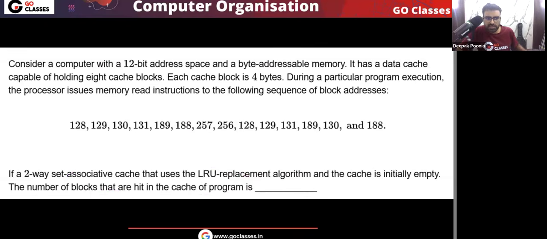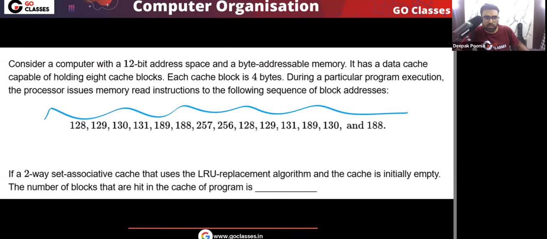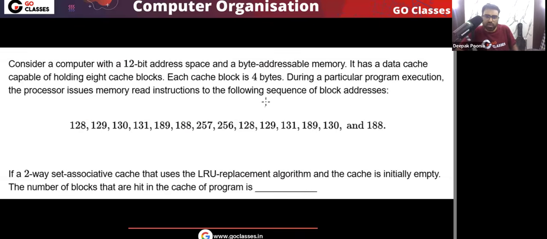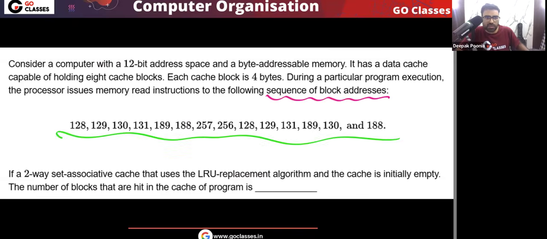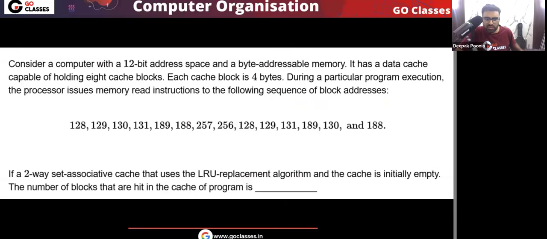So remember, in this question we don't need to convert the given sequence into a block number sequence, because we already have a sequence of block numbers, a sequence of block addresses. We just need to apply the LRU replacement algorithm, and that's it. Nothing else we need to do. Now the question says that we have a two-way set associative cache memory. So let's solve this question.